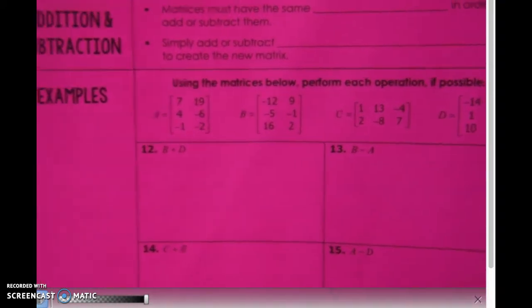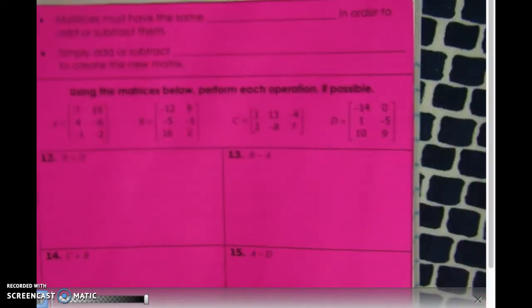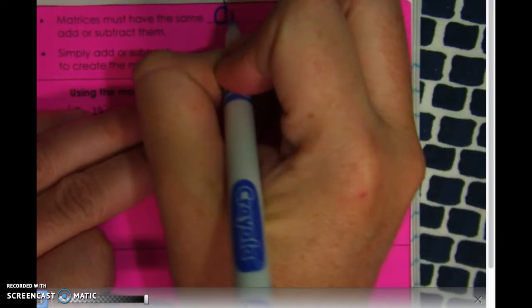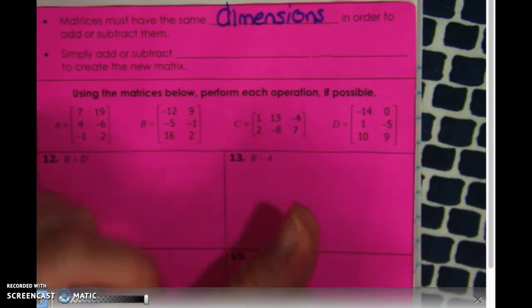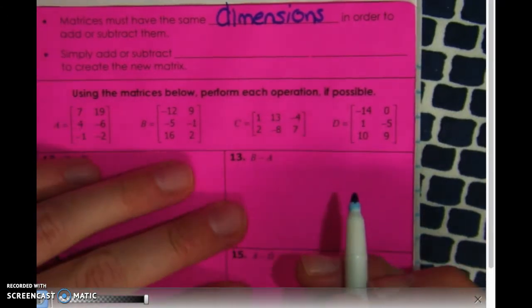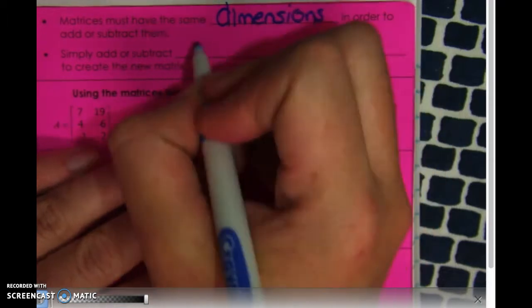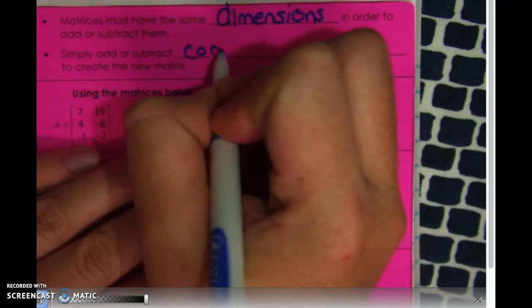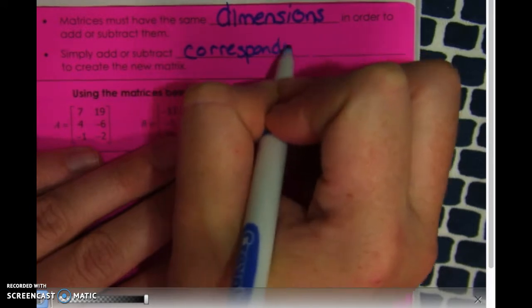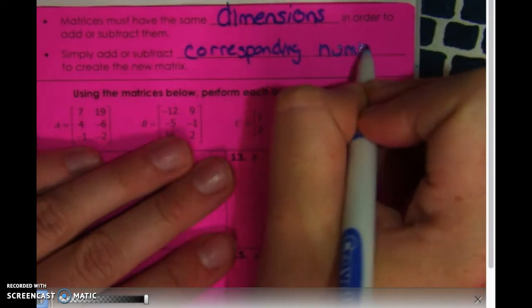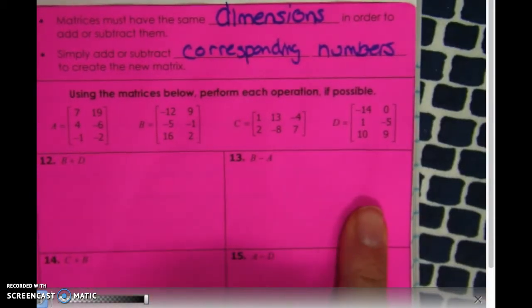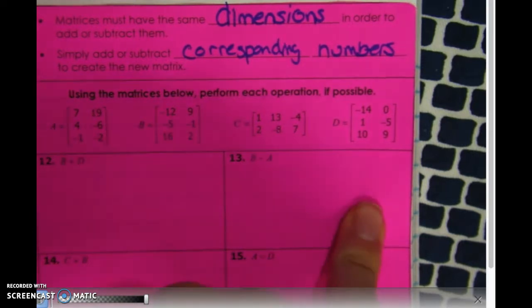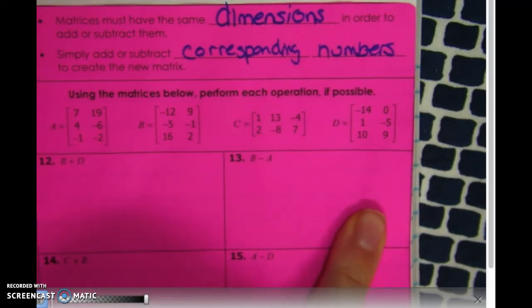So in adding, matrices must have the same dimensions in order to add or subtract them. Without them, you can't find the answer. So simply add or subtract the corresponding numbers, or really elements. Okay? Corresponding means same spot, different location. Ella and Max are sitting in corresponding seats. They're both to the left of their group of 2.